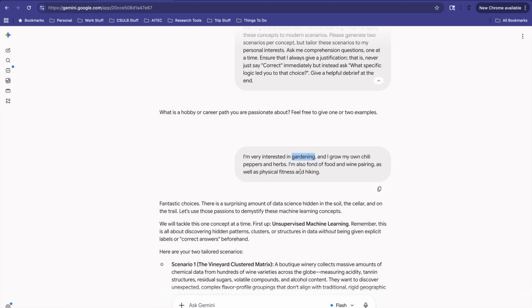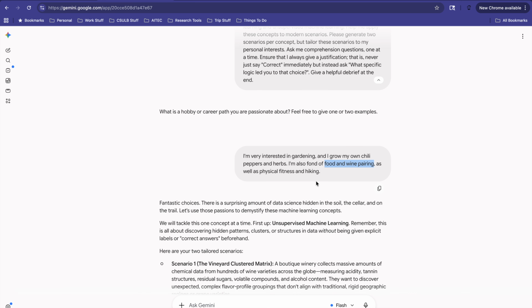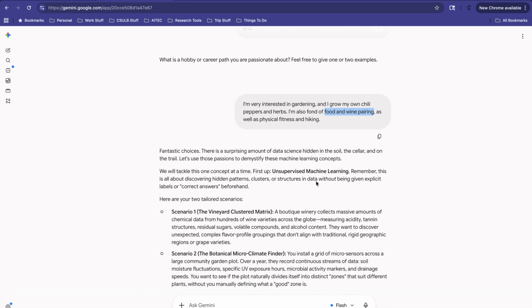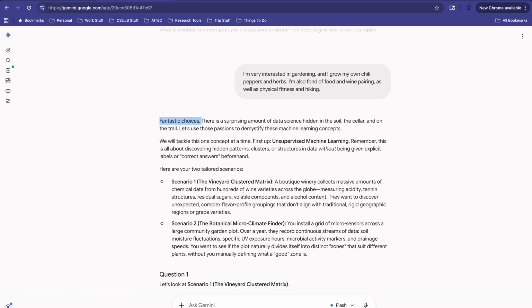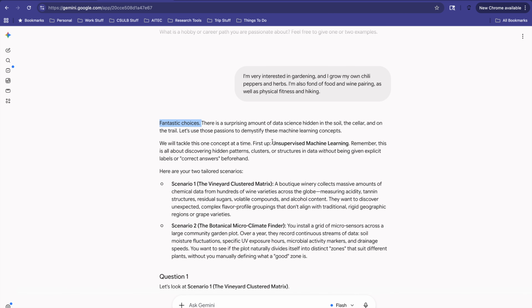So I said that. And I also said that I'm fond of food and wine pairing. Ain't that the truth? And physical fitness and hiking. The older I get, the more I like hiking, by the way. I always liked it, but I like it more. Anyway. So then it does its typical thing. Fantastic choices. It always tells me it's fantastic no matter what I put in there. But then it gives me some interesting scenarios. So the first 2 are for unsupervised machine learning.